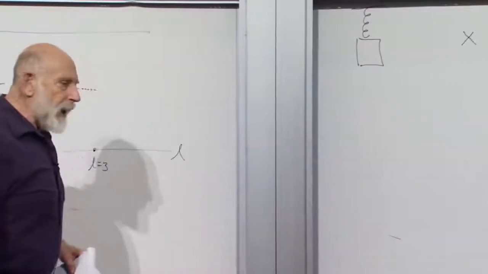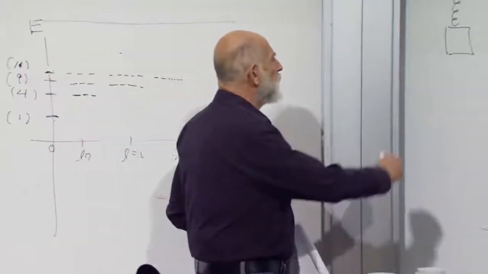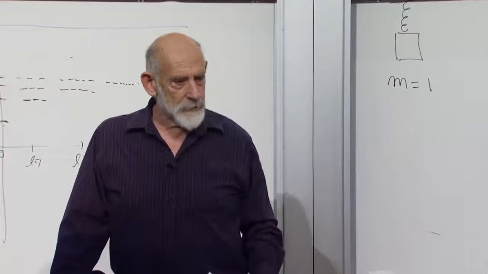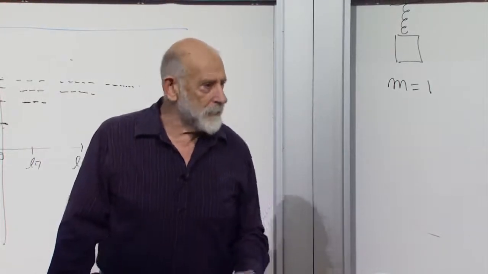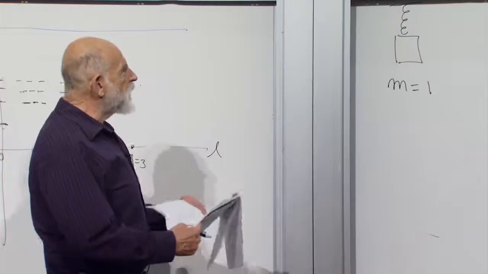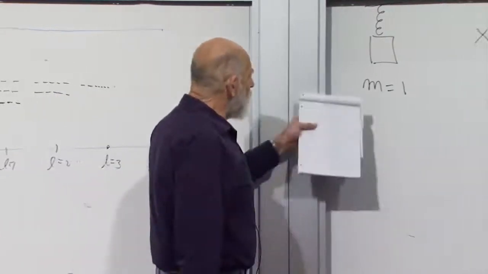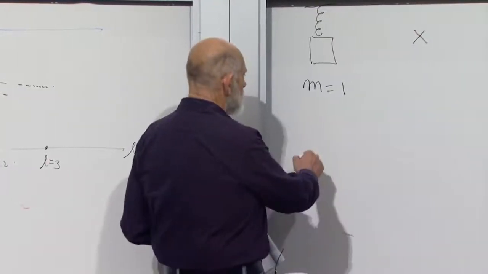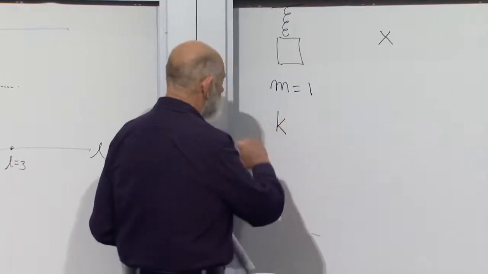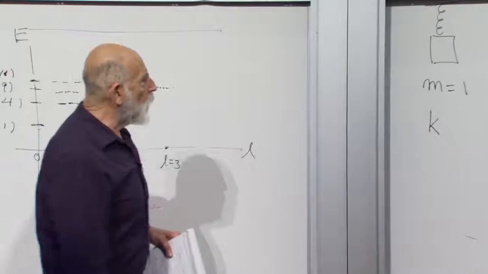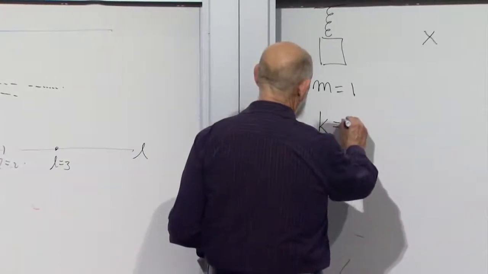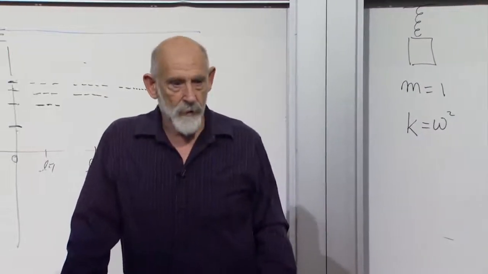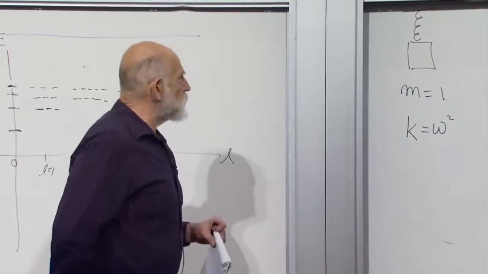I'm going to take the mass of the weight to be 1. Now we can redo it for other masses. It's a little exercise to do it, but nothing new happens. So the mass is 1, and the spring constant, K is the standard terminology for a spring constant, we'll call omega squared. We're going to find out in a moment that omega is the frequency of oscillation. But the spring constant is omega squared.